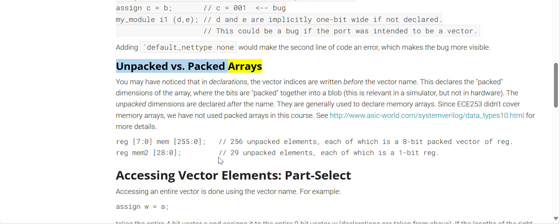Unpacked versus packed arrays. You may have noticed that in declarations, the vector indices are written before the vector name. This declares the packed dimensions of the array, where the bits are packed together into a blob. This is relevant in a simulator, but not in hardware. The unpacked dimensions are declared after the name. They are generally used to declare memory arrays. Since ECE 253 didn't cover memory arrays, we have not used unpacked arrays in this course.